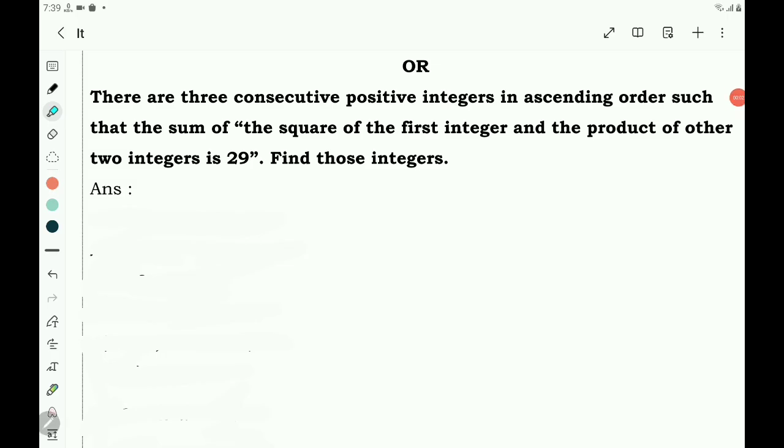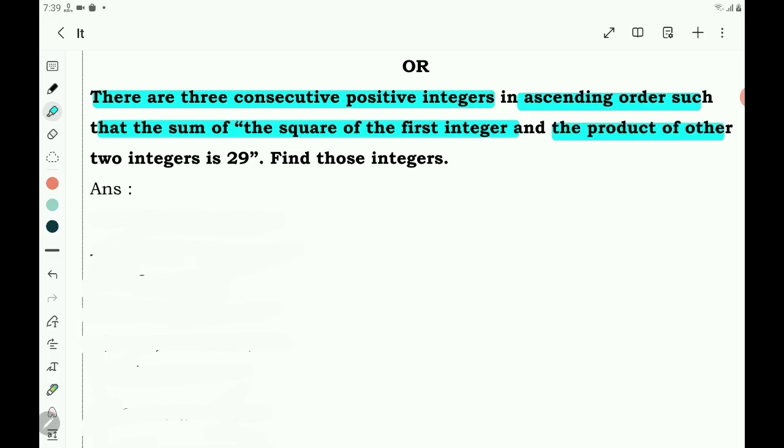Our next question is there. There are 3 consecutive positive integers in ascending order such that the sum of the squares of the first integer and the product of the other two integers is 29. Find the integers. So let us take the 3 consecutive positive integers in ascending order as x, x plus 1 and x plus 2.